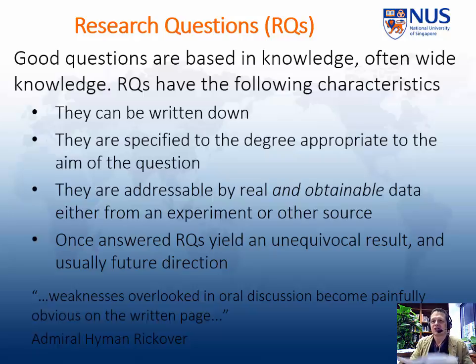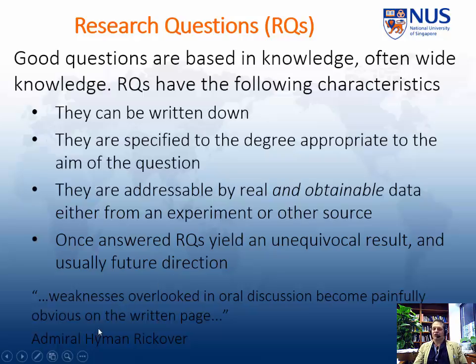Okay, so good research questions are usually based in knowledge, often wide knowledge, and often deep knowledge, but not necessarily just deep knowledge. What types of characteristics does a good research question have? Well, they can be written down. If you can't write it down, it's not very useful to you. It's not enough to say, yes, well, you know what I mean. No, you have to be able to write it down.